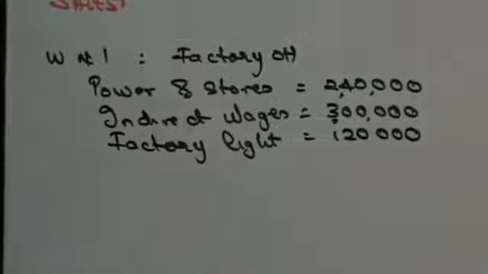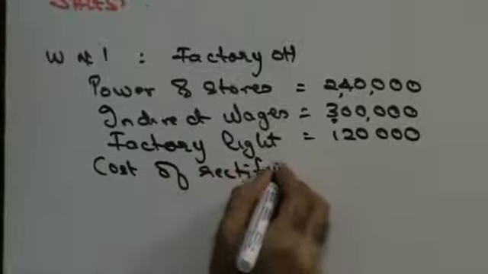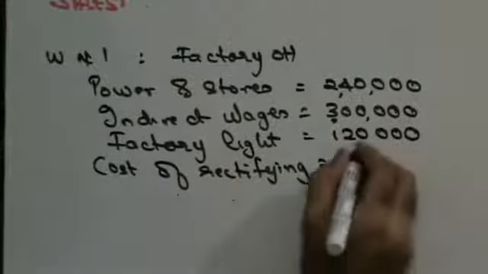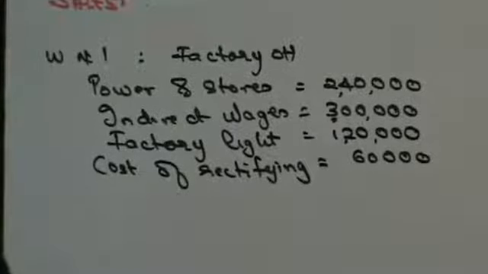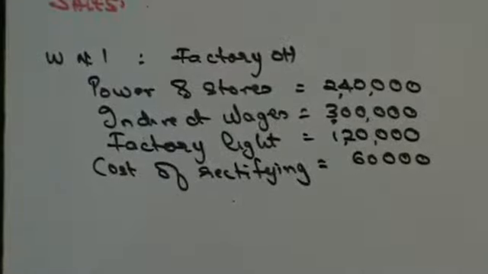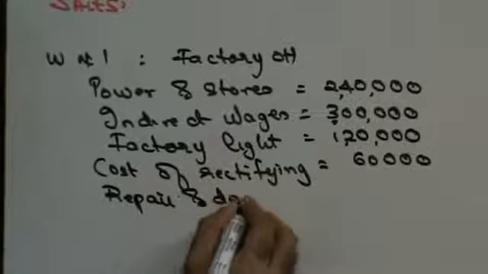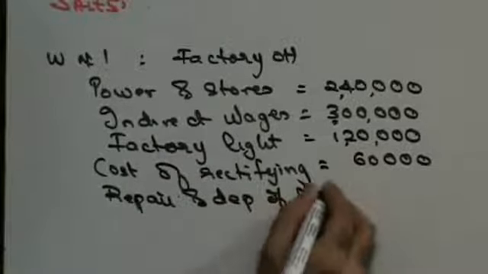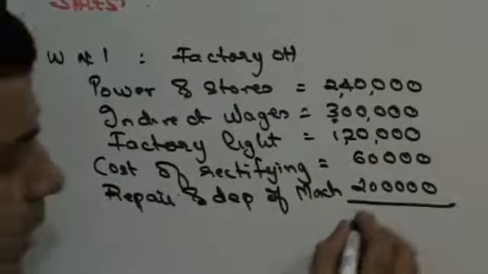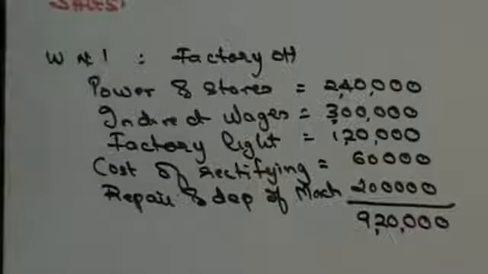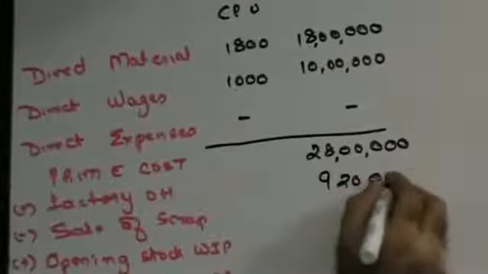Then you have cost of rectifying defective work, given to you as 60,000. Office and administrative no, selling no, repairs and depreciation of machinery, 2 lakhs. Right? When you add all this it comes to 9,20,000. Fine, do we get this in there? So your factory overheads is 9,20,000.